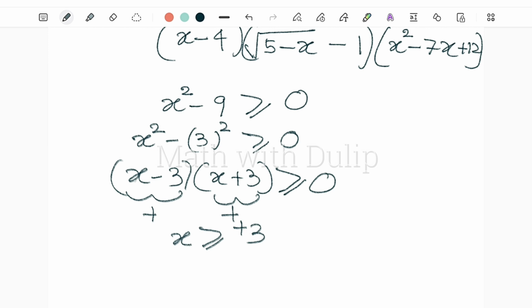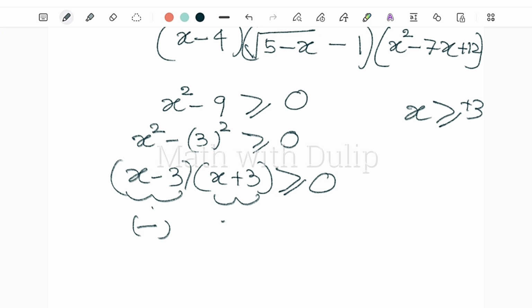If I take a value less than 3, say if I use 2 here, this value is going to be negative, and this one is positive. Negative times positive is negative. So x cannot be less than 3. Therefore only x greater than or equal to positive 3 works.